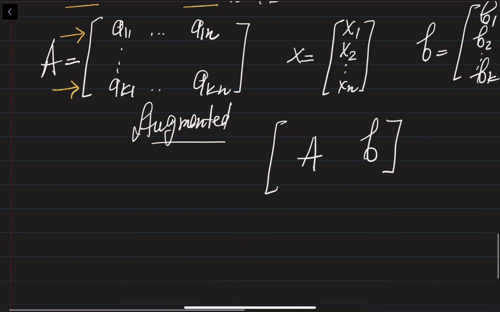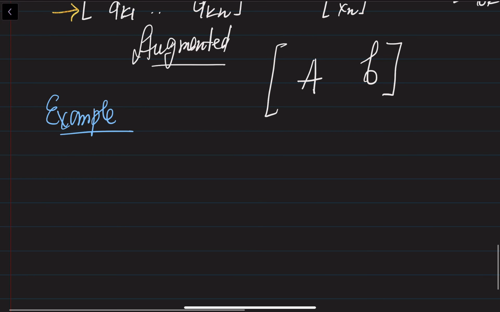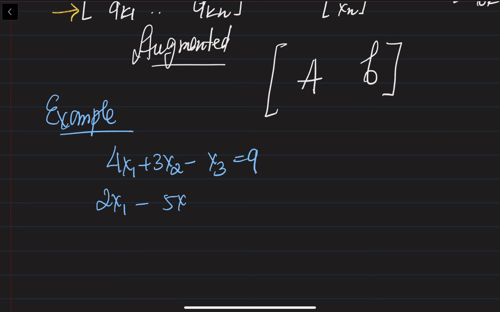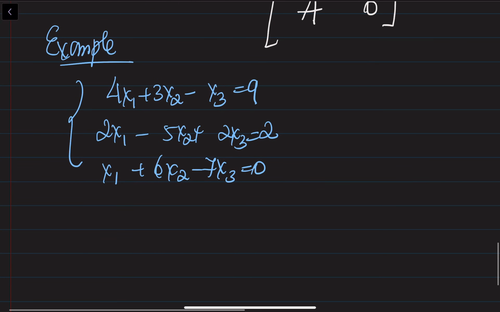So let's try to do an example and see what the matrix equation of a system of linear equations is, and what the augmented matrix is. Let's say we're given a system of linear equations: 4x1 plus 3x2 minus x3 is equal to 9; 2x1 minus 5x2 plus 2x3 is equal to 2; x1 plus 6x2 minus 7x3 is equal to 0. How can we write down the system in matrix form?